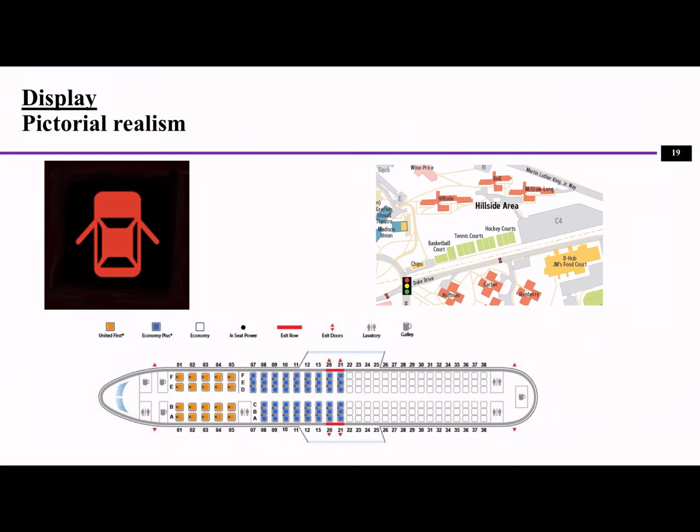Another principle is the use of pictorial realism. As you can tell, for some of the displays, if you use only text, or you use some numbers, probably it's really hard to tell what it is. But if you show the picture, it's very clear where the part is. For example, here in the seat selection, you can easily tell where the seat is. But without this picture, if it only gives you a seat number, then it's probably going to be very difficult to tell where the seat is.